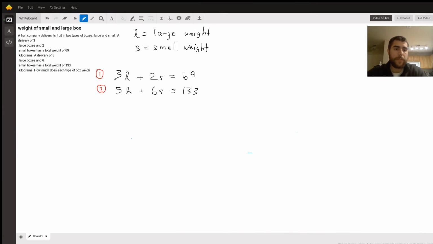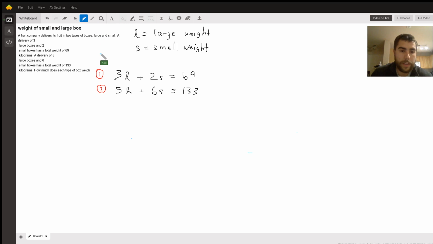We are given that a fruit company delivers its fruit in 2 types of boxes, large and small. A delivery of 3 large boxes and 2 small boxes has a total weight of 69 kilograms. A delivery of 5 large boxes and 6 small boxes has a total weight of 133 kilograms. How much does each type of box weigh?